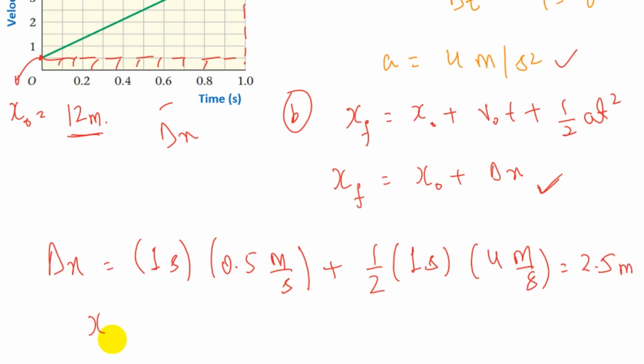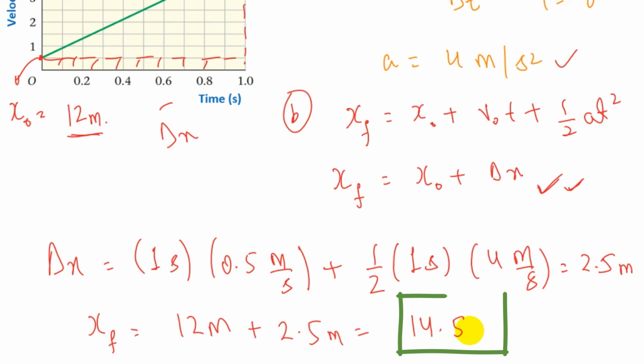So the final position of the object at t equals 1 second will be x naught, which is 12 meter, plus delta x, which we just calculated as 2.5 meter. That equals 14.5 meter. So this would be the position of the object at time t equals 1.